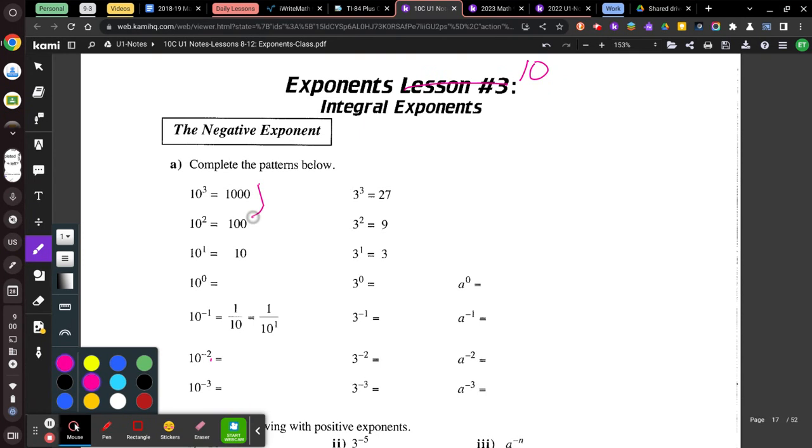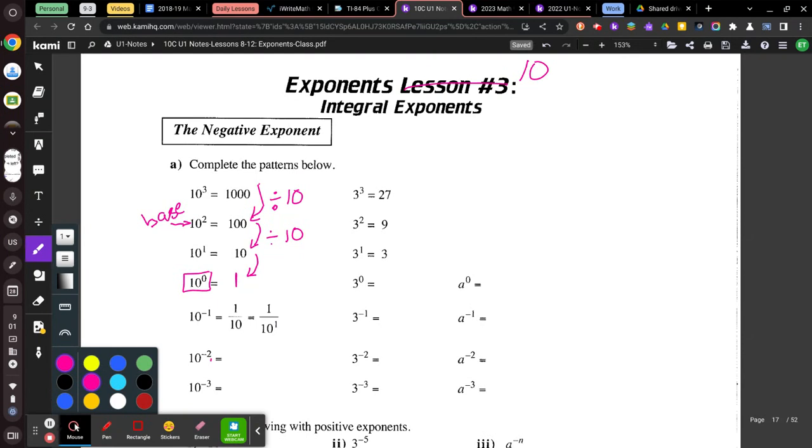If I divide by the base, and the base is the number right there, your base is always the large number. If you've got digits, it's always your large number. So if I divide by the base each time, you're dividing by the base. If I divide by 10 every time, what's 10 divided by 10? 1. That's how we end up with this becoming a 1. So everything exponent 0 equals 1 on purpose because of this pattern.